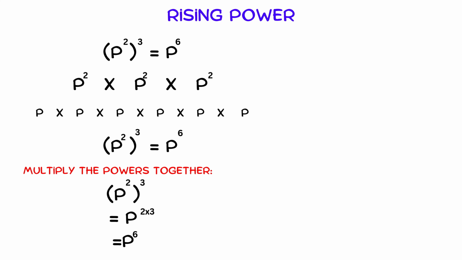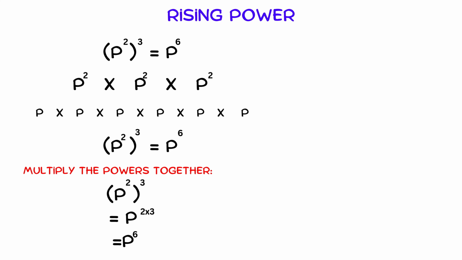The p squared itself, though, means that we have to multiply 2 p's together, so p times p, and so if we change each of our p squared terms to p times p, we can see that we end up with 6 p's all being multiplied together, which is the same thing as p to the power of 6, so p squared all cubed is just p to the power of 6.